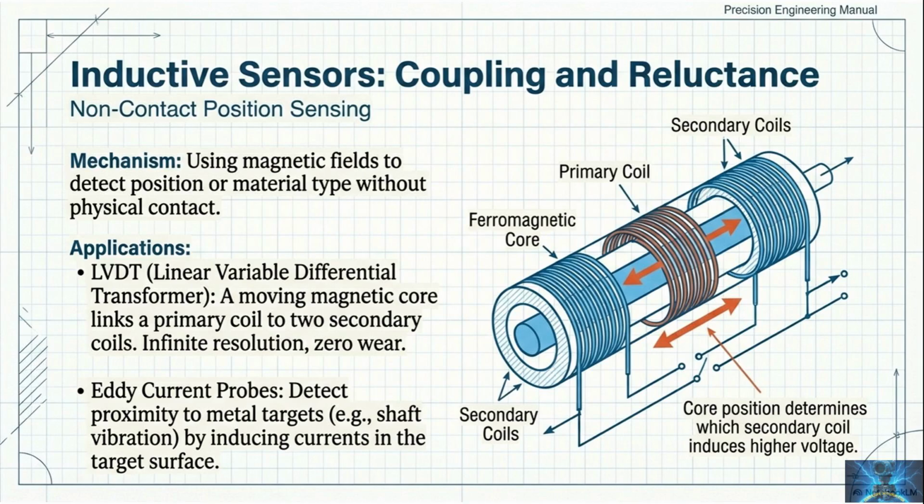Inductive sensors, coupling and reluctance. Inductive sensors use magnetic fields and coupling changes to sense position without physical contact. Examples here: LVDTs, where a moving core changes coupling to two secondaries, and eddy current probes for proximity and vibration on metal targets. Field translation: inductive proximity sensors and LVDTs are rugged choices when you expect dirt, oil, motion, and long service life.